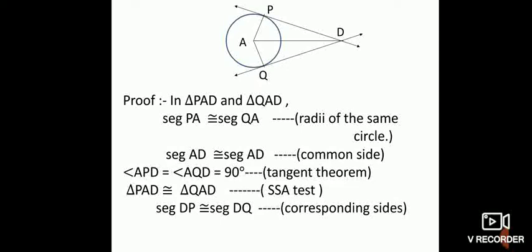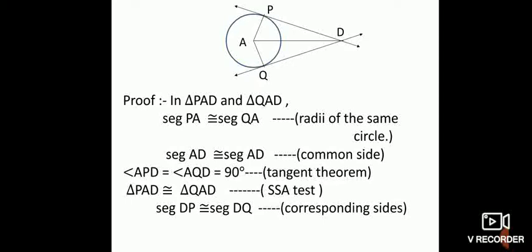Then observe the angle APD and angle AQD of both triangles. According to the tangent theorem, we know that angle APD and angle AQD are right angles, and the measure of a right angle is 90 degrees. Therefore, angle APD is equal to angle AQD is equal to 90 degrees according to the tangent theorem.